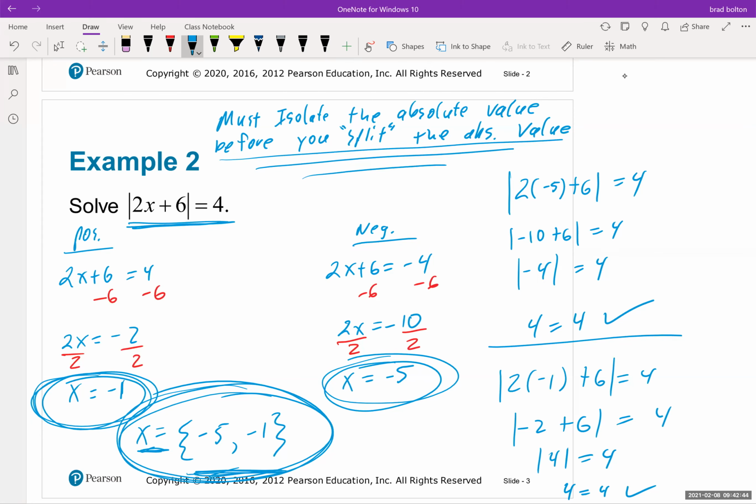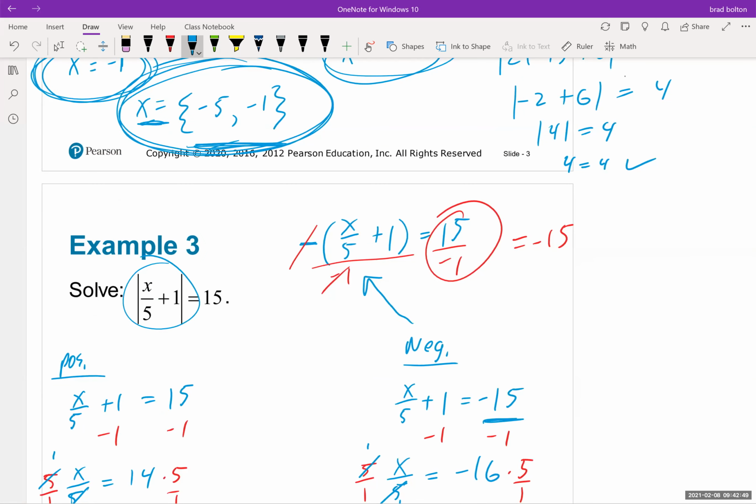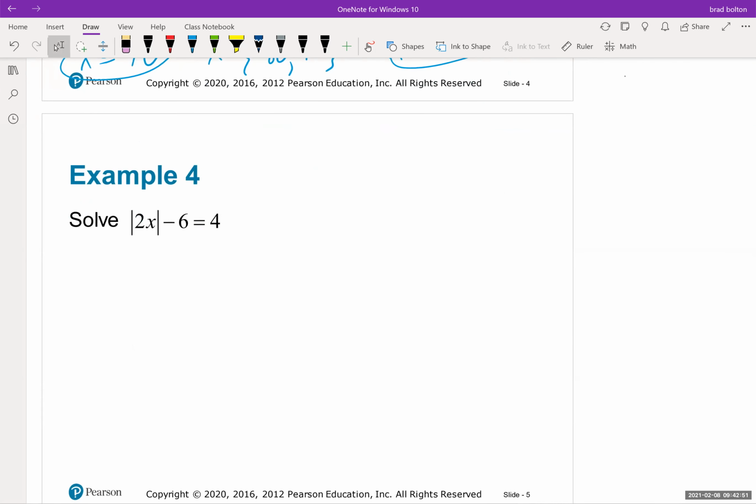Okay, so in this problem here, the absolute value was by itself on the left-hand side. Now you look over here, the absolute value is here, but there's also a -6. So we cannot do the positive version and the negative version yet; you must isolate first. Okay, so I'm going to add 6. So this is my new problem, 2x equals 10. Now I can do positive version, negative version.